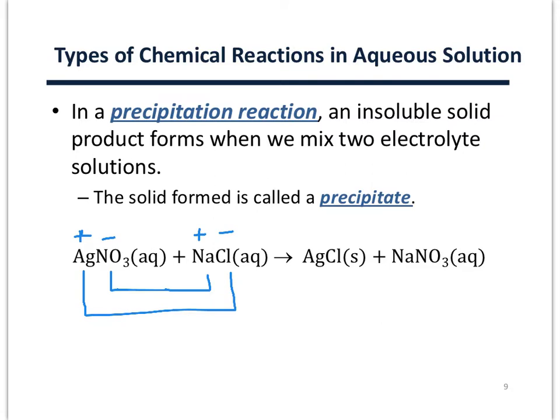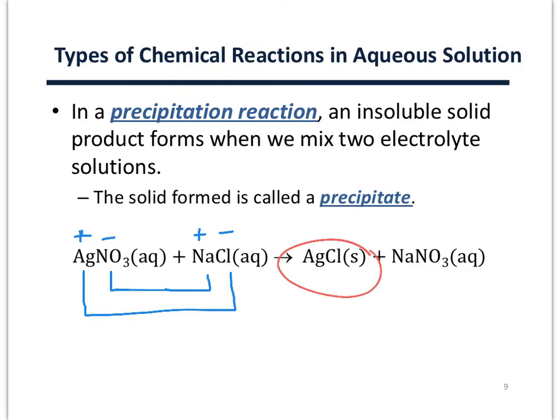We'll put these things together to form neutral compounds, electrostatically neutral compounds on the product side, ending up with AgCl in a 1-to-1 ratio and NaNO3 also in a 1-to-1 ratio. In this particular case, the silver chloride is the precipitate, or the solid that comes out of solution.